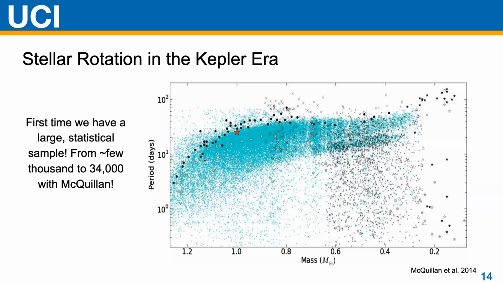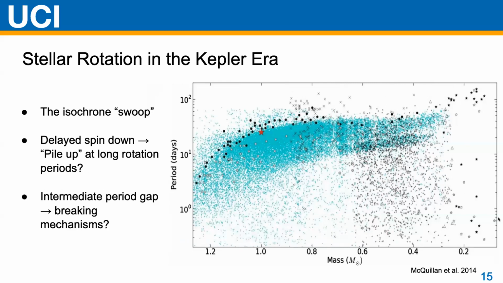Kepler, like I said, was kind of the first one that cracked this open. For the first time, we went from having a few thousand stars with measured rotation periods that were all from different ground-based surveys, different methods, to suddenly we have this large statistical sample that's all coming from the same source. In 2014, McQuillan et al. published a paper with 34,000 rotation periods, and this is what their distribution looked like.